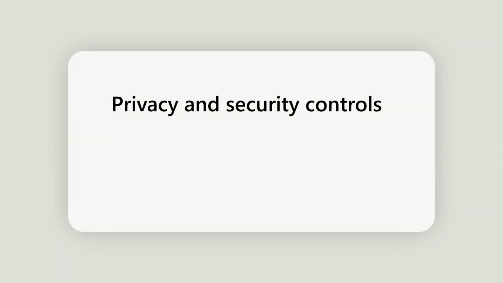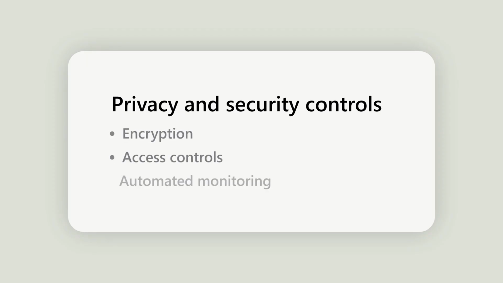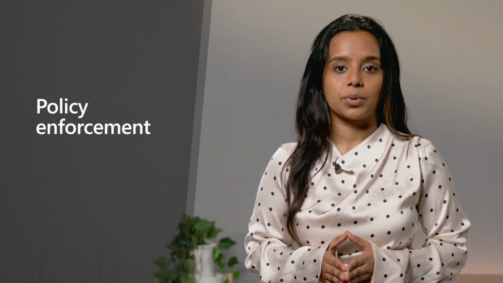Azure provides privacy and security controls designed to help organizations maintain compliance with global standards. These controls ensure data privacy through encryption, access controls, and automated monitoring of data flows. For example, organizations can use Azure's encryption capabilities to protect sensitive data in transit and at rest, ensuring it remains private and secure. As you learned before, Azure Policy is essential for managing compliance across a cloud environment.